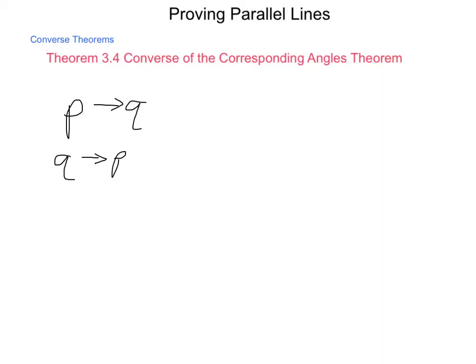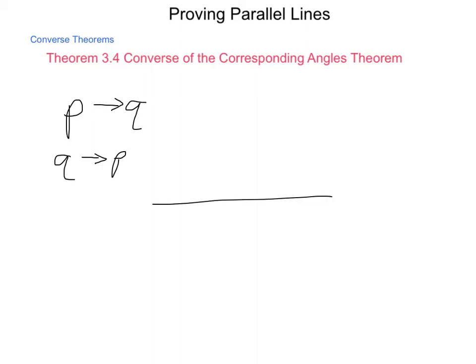The corresponding angles theorem converse states, if a line crosses two others and forms corresponding angles that are congruent, then the two lines are parallel. So now we're starting with the two angles and making the lines parallel.